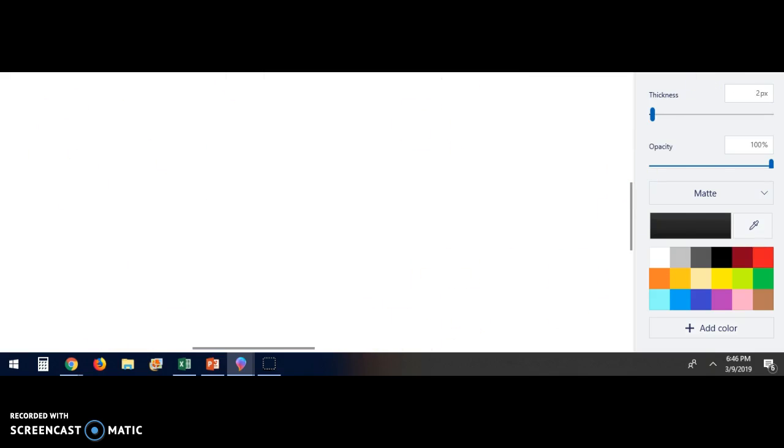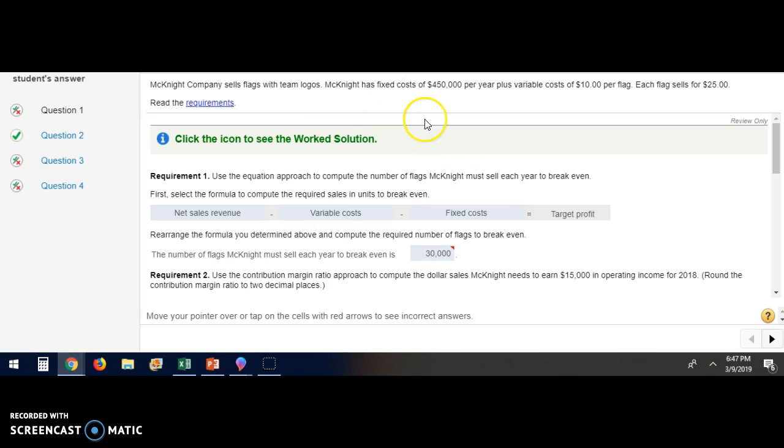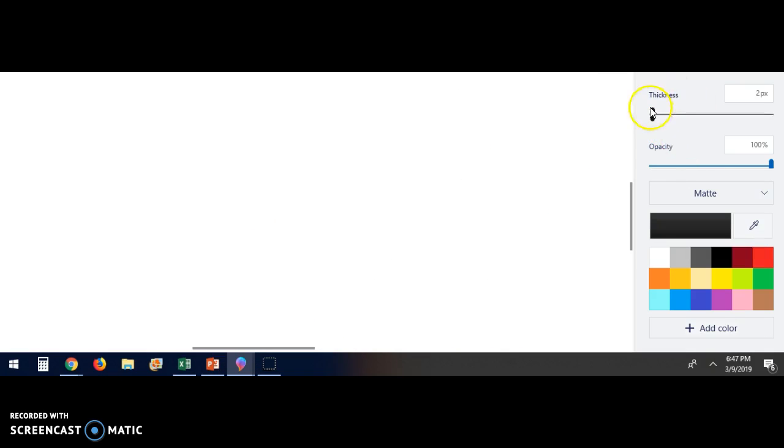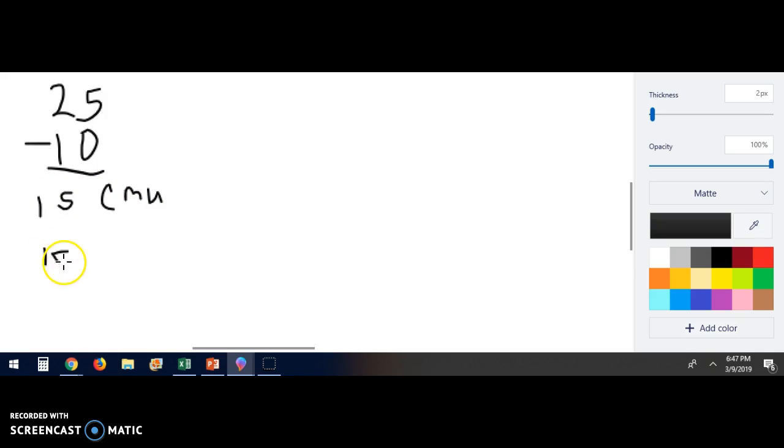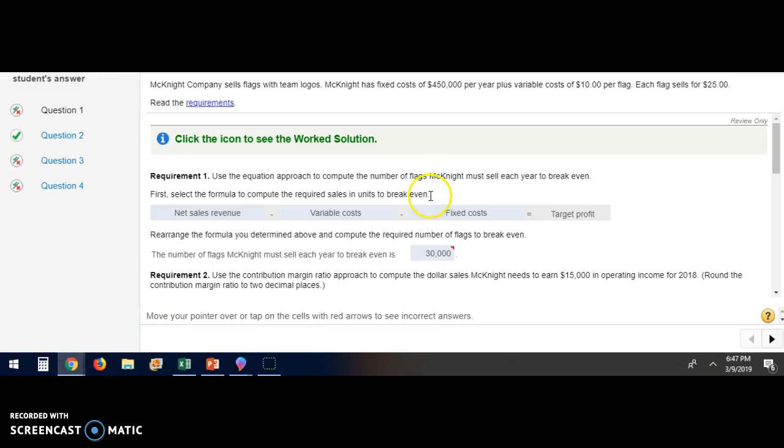So there's a few calculations you can do here that will make this a little bit easier. First of all, look at the contribution margin per unit. If you take $25 minus $10, your contribution margin per unit would be $15. Your contribution margin ratio would be 15, the contribution margin, divided by the sales, and if you divide that, your contribution margin ratio is 0.60. Now that's going to help you a lot.